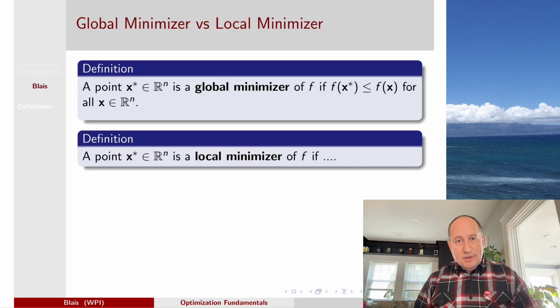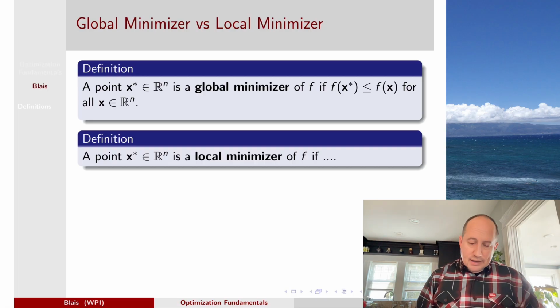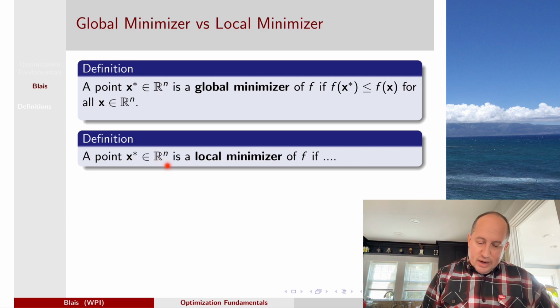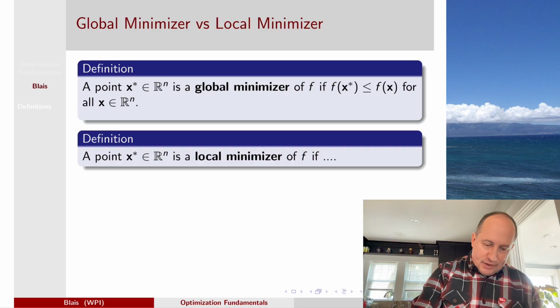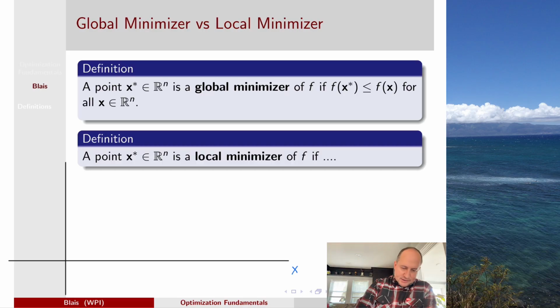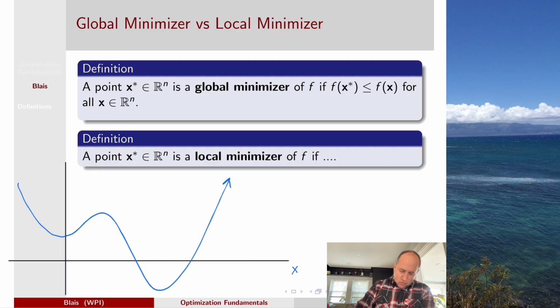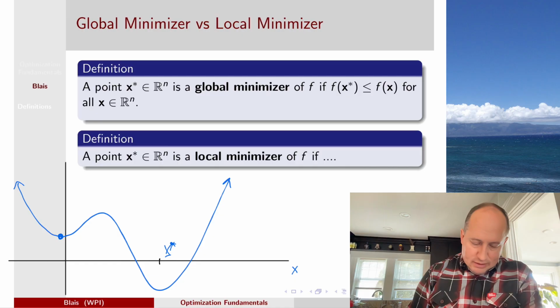But of course, we have to be careful because we also have the issue of a local minimizer. So a point x star in Rn is a local minimizer if, now we want to think of the kind of case where you might have a function that, say, has more than one local minima. And so, maybe here, this is the global minimizer. But over here, we have a local minimizer.